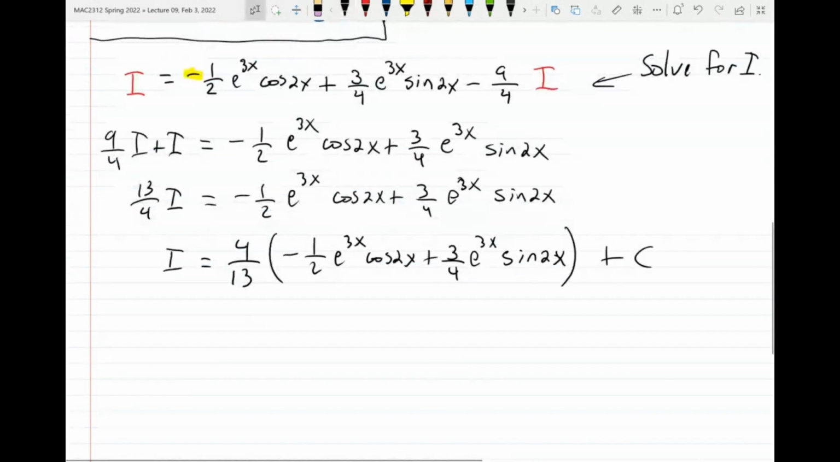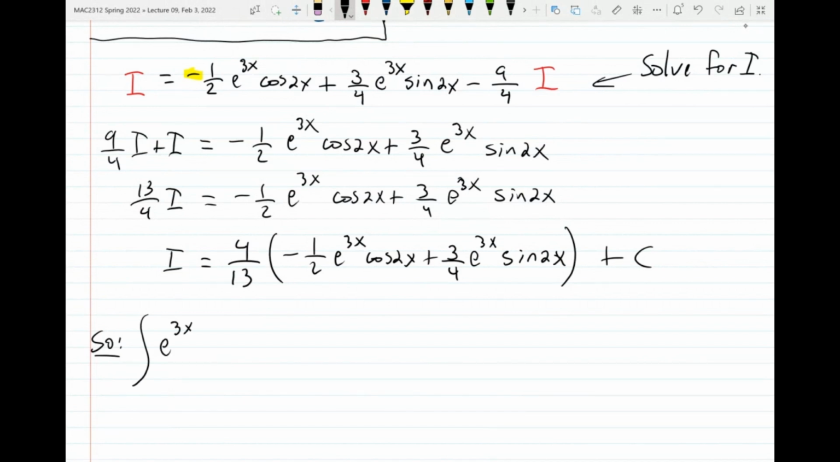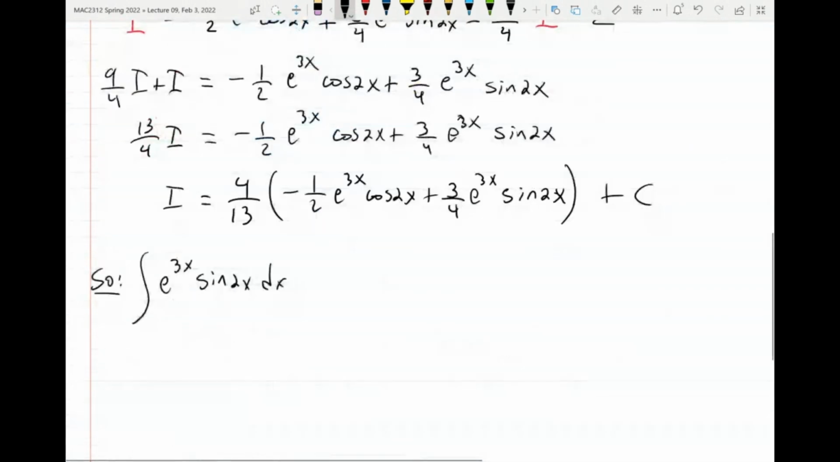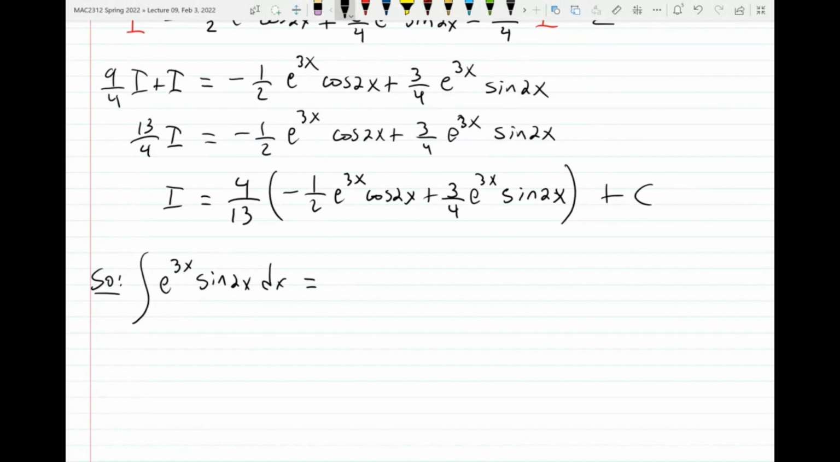Okay. So moral of the story. Integral of e to the 3x times sine of 2x dx. That was the original, right? Equals. Okay, let's see. We can do something nice here. I'm going to pull out the e to the 3x common factor, and I'm going to bring in and distribute the 4. You okay?